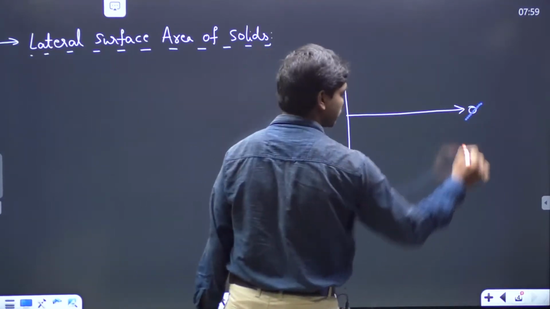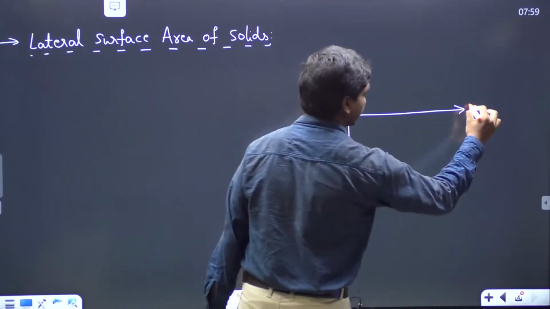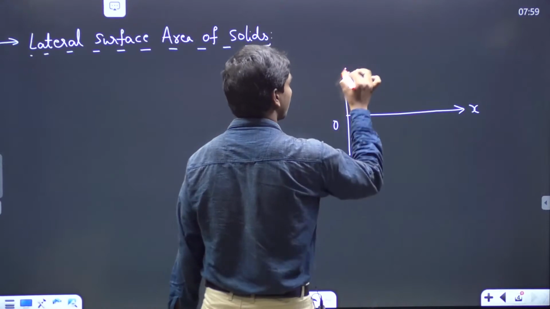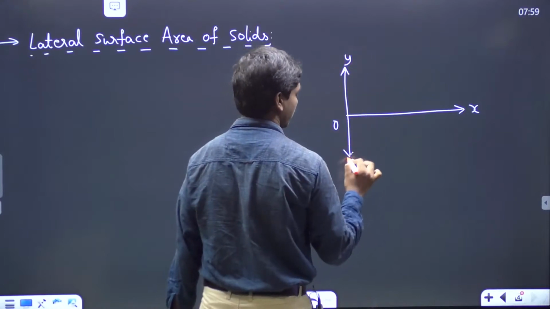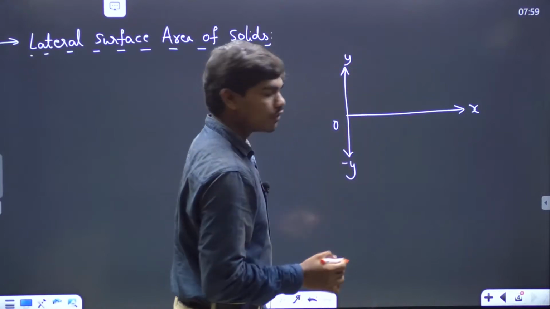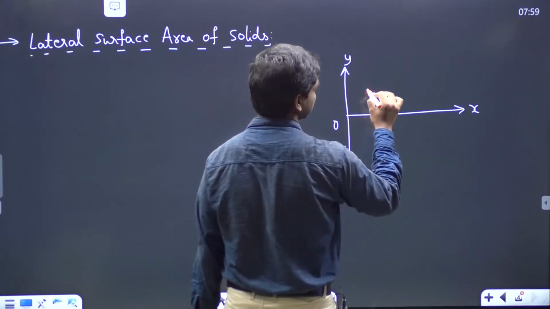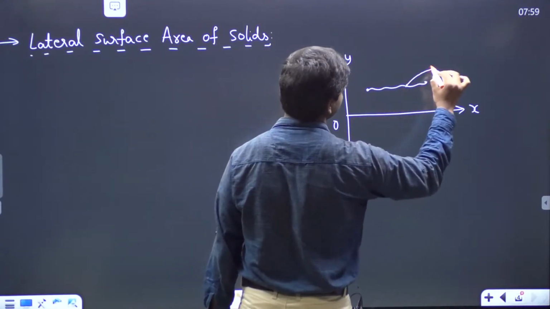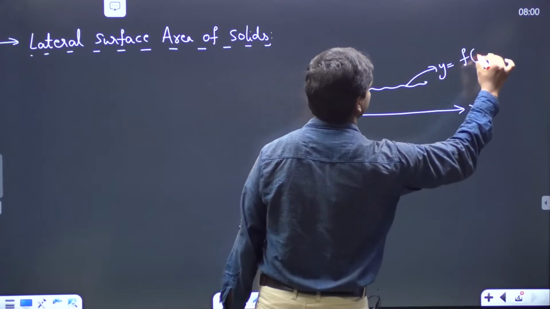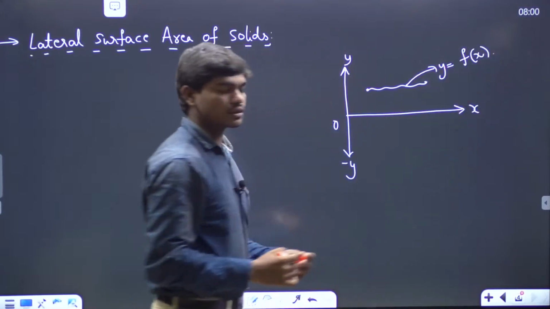X-axis, x, 0, y, minus 1. Okay, now let us suppose there is some curve like this, some random curve, y is equal to f of x.